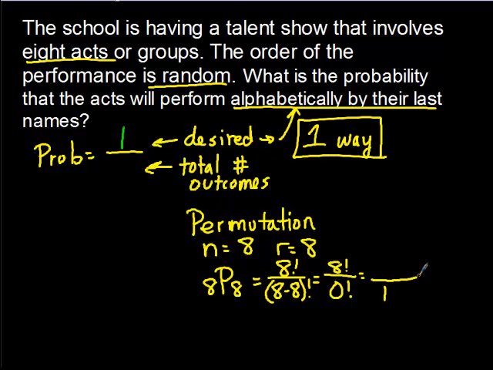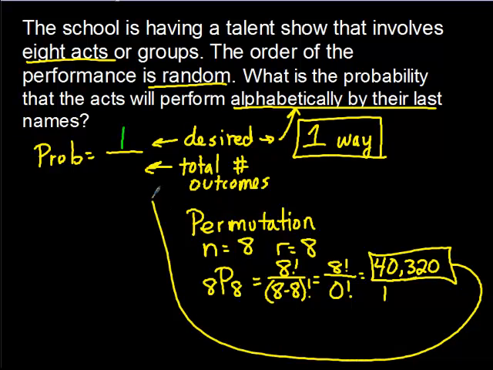We type into our calculator 8 factorial, which is the same as 8 times 7 times 6 times 5 times 4 times 3 times 2 times 1. This gives us an answer of 40,320. 40,320 divided by 1 is simply 40,320. So our probability uses this number as a total number of possible outcomes.